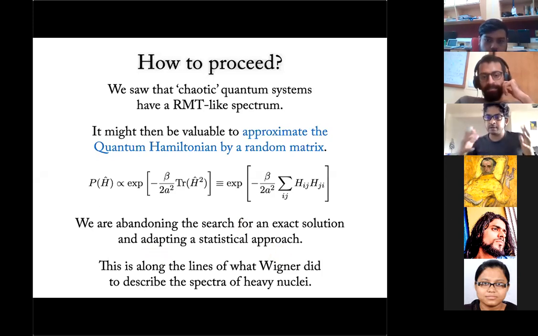approach. In a sense, this is like using the principle of least bias, in the sense that you're working with a random matrix, which is supposed to have those features, and it should be able to explain some of the properties which the systems should have. This is also along the lines of what Wigner actually did in order to describe the spectrum of heavy nuclei, that a sufficiently complex system with a large number of degrees of freedom can be described by random matrix theory. Okay, so that's the philosophical idea behind this approach.